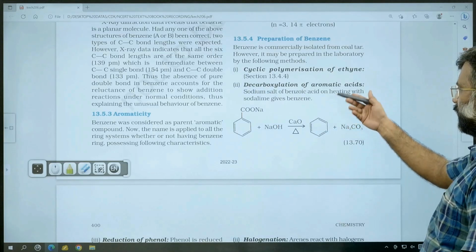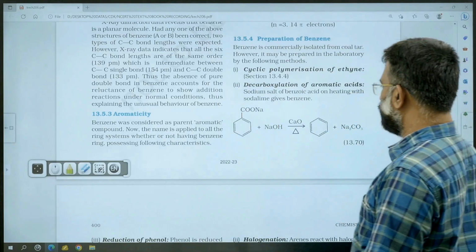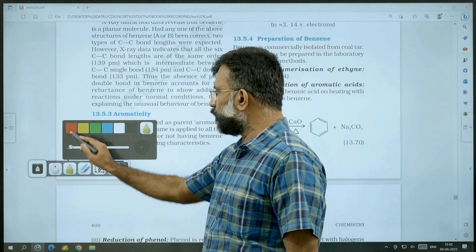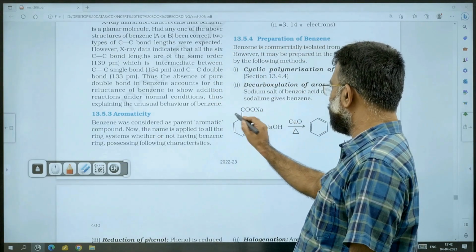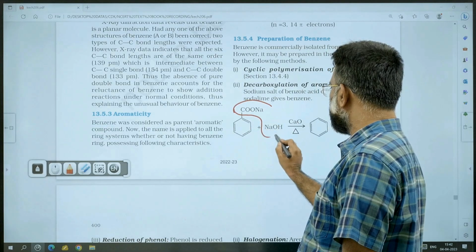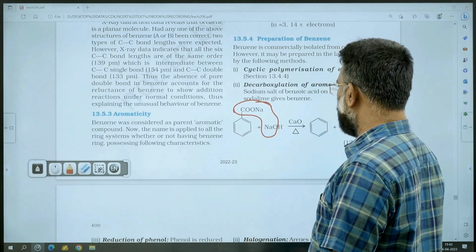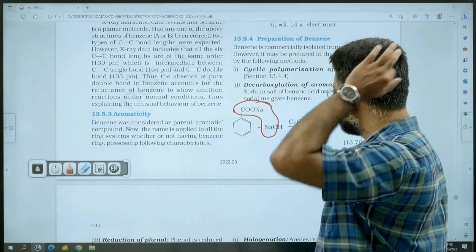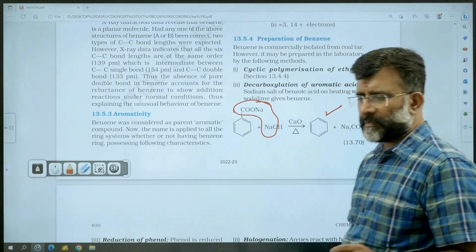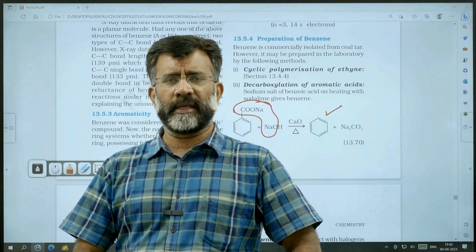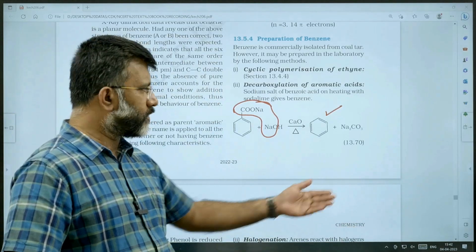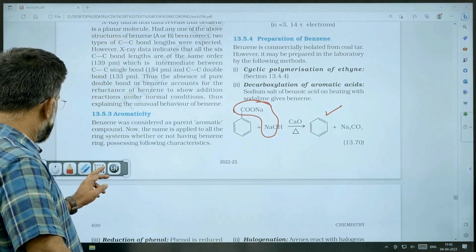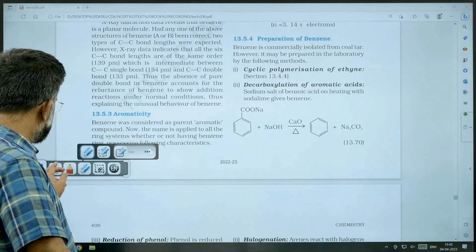Second one, decarboxylation of aromatic acid. This is also a taught or discussed area. There will be Na2CO3 out, and you get benzene. So using soda lime, sodium salt of carboxylic acid treated with soda lime, we get the hydrocarbon. That is the one reaction. Okay, so these are the two reactions commented.